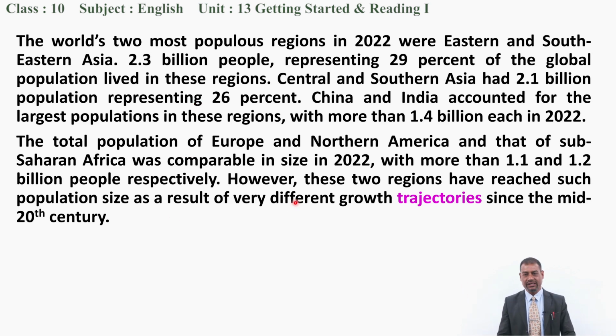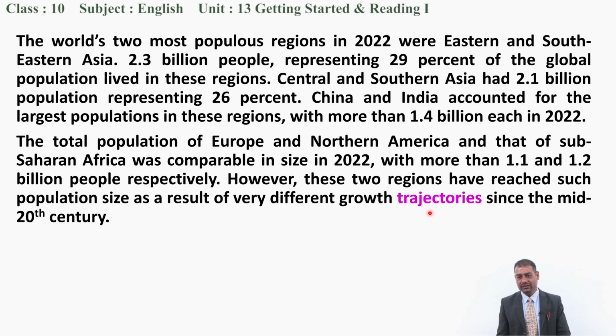these two countries. Okay, and you can see Europe and Northern America and that of Sub-Saharan Africa was comparable in size in 2022. It means that these countries do not have the similar, or you can say same ratio of population in comparison to China and India. All right, with more than 1.1 and 1.2 billion people respectively. You can find the data here. Okay, so however, these two regions have reached such population size as a result of very different growth trajectories since the mid-20th century. So this is the information in these two paragraphs.